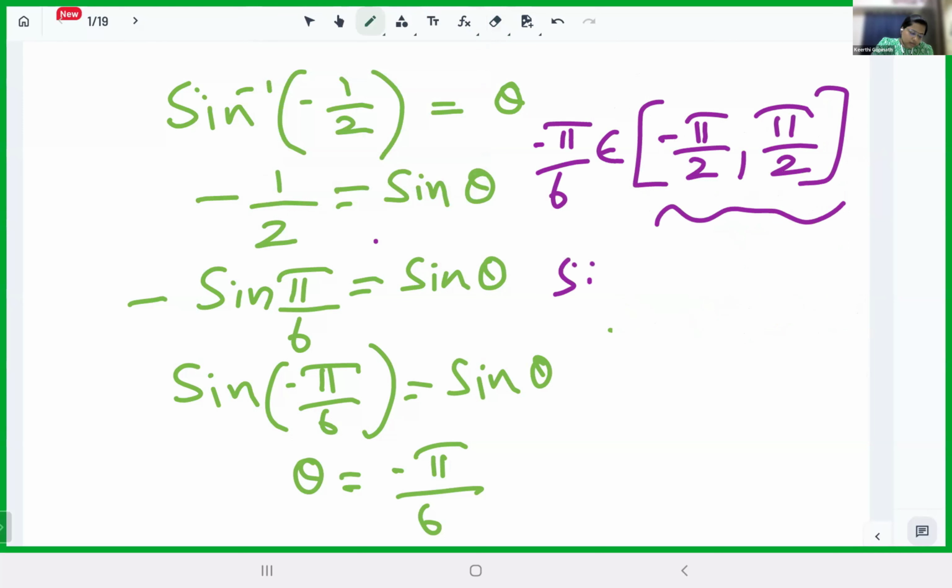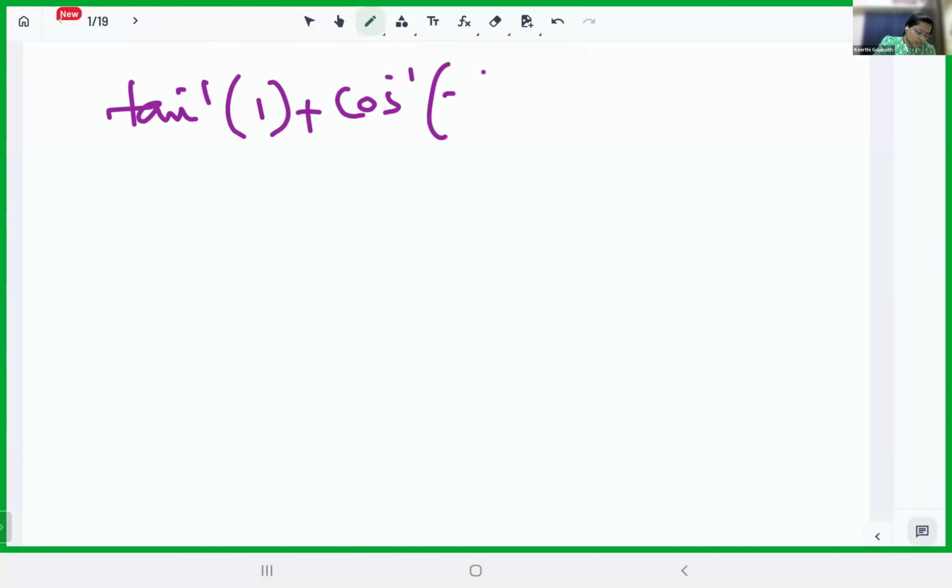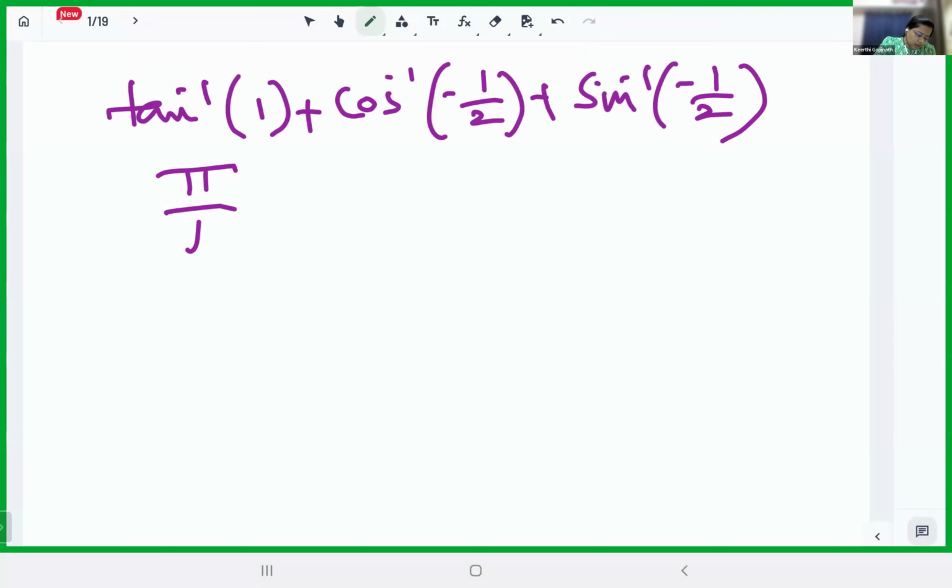So we can say that sine inverse of minus 1 by 2 is equal to minus pi by 6. Okay, so we obtained the values of the three inverse trigonometric functions given in the equation. Now first, you have to rewrite the question: tan inverse 1 plus cos inverse of minus 1 by 2 plus sine inverse of minus 1 by 2. Here, tan inverse of 1 was pi by 4. Then, cos inverse of minus 1 by 2, we obtained it as 2 pi by 3. Okay, then sine inverse of minus 1 by 2 was minus pi by 6.